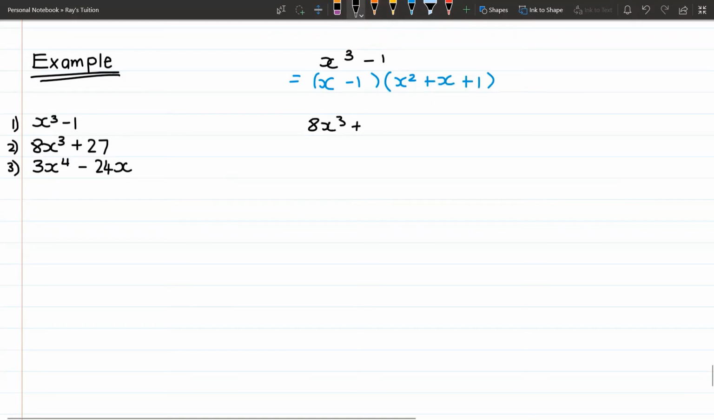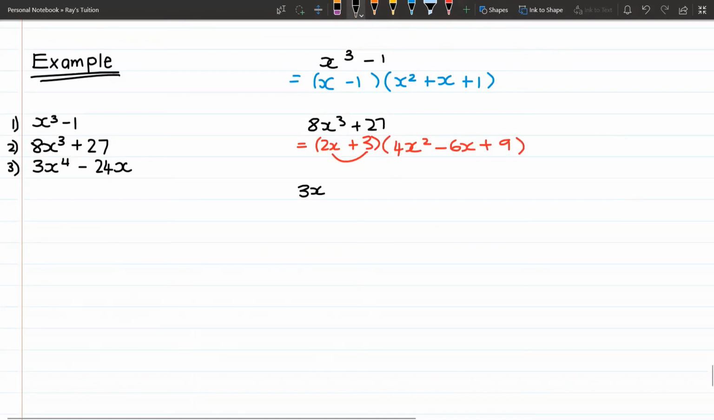Let's do the next one. 8x cubed plus 27. So here first we have the cube root of the first term, which is 2x, and the cube root of the second term, which is 3. And then the first term squared, which is 4x squared. We multiply these two terms and we get 6x and change the sign. So it's minus 6x. Finally, the last term squared.